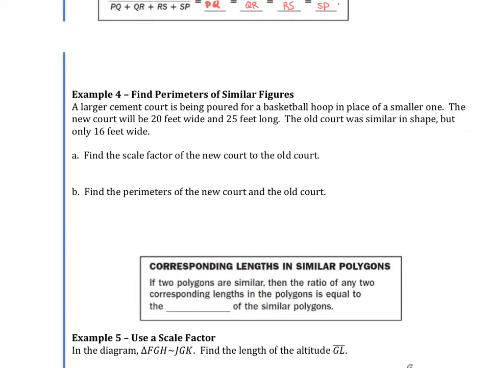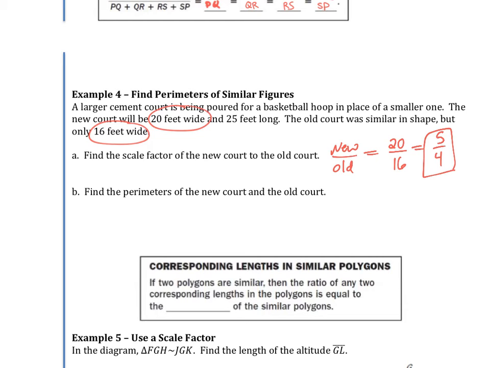So new over old is how we'll write our ratio. The new court is 20 feet wide and the old court is 16 feet wide. So it will be 20 over 16. So the scale factor would be 20 over 16, which can be reduced. We divide these by 4, and we would get 5 over 4. That's how big the scale factor is for new court to old court.